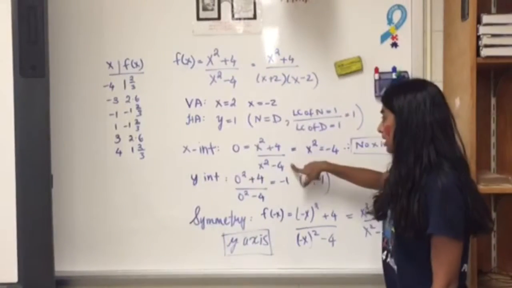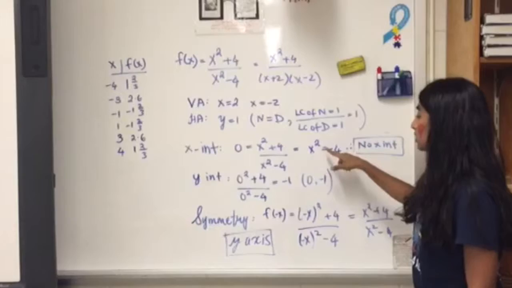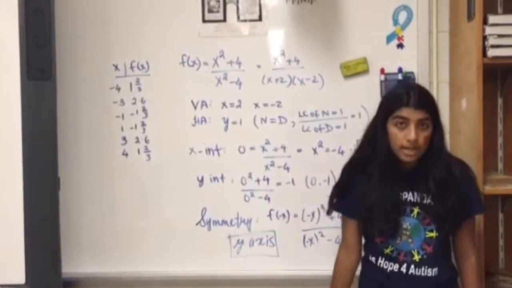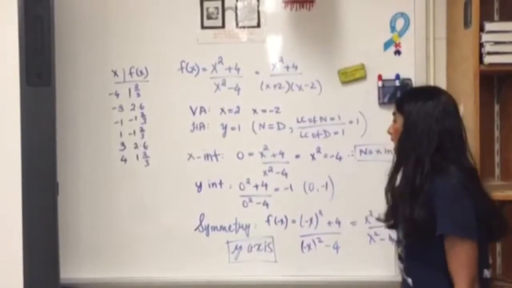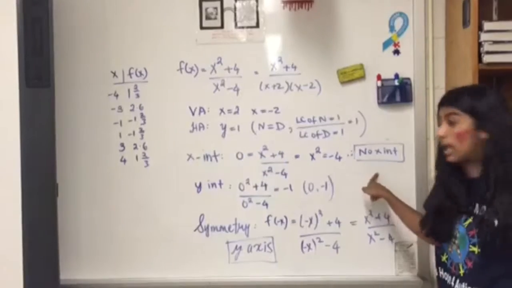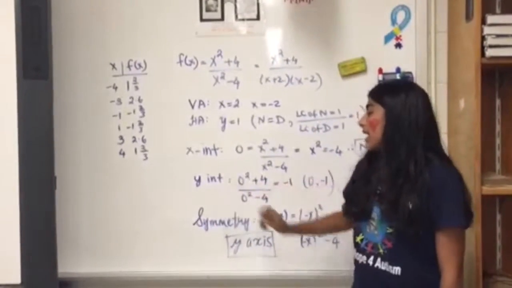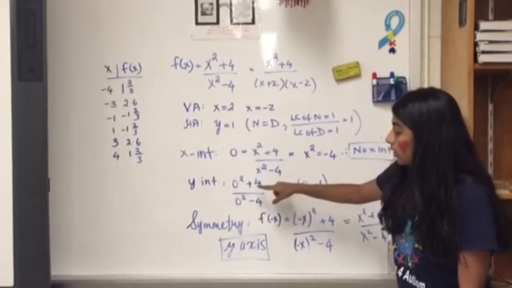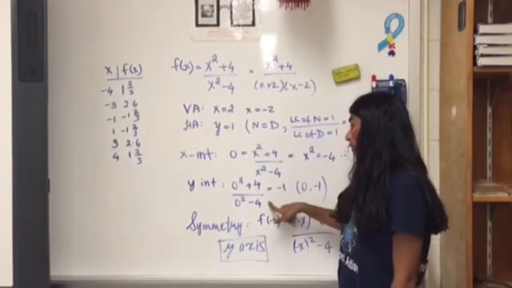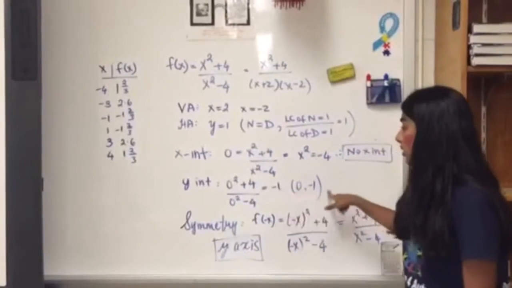For your x-intercept, you set f of x, or y, equal to 0. So you do x squared minus 4 to both sides, and you get x squared equals negative 4. And a square cannot be negative unless you're in imaginary. You can't graph imaginary, so there's no x-intercept. For your y-intercept, you set x equal to 0. So 0 squared plus 4 over 0 squared minus 4 is negative 1, so 0, negative 1.